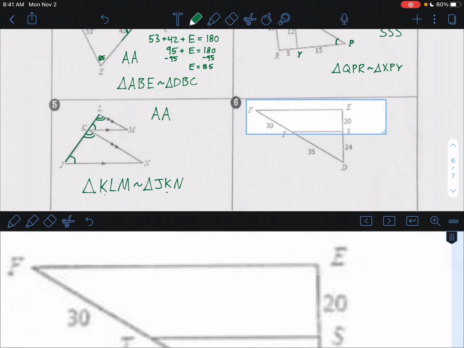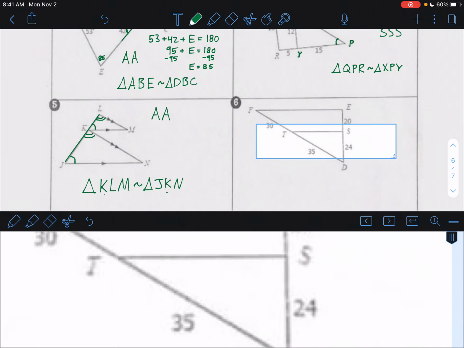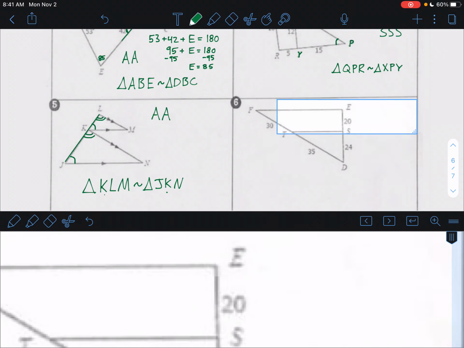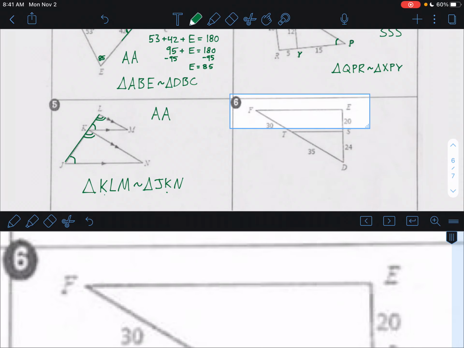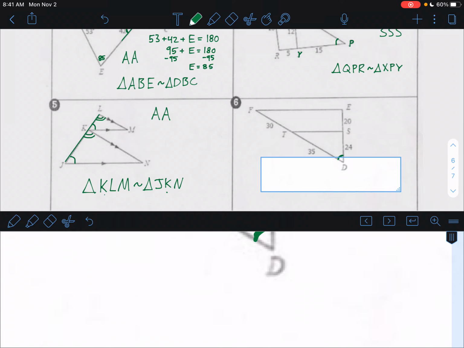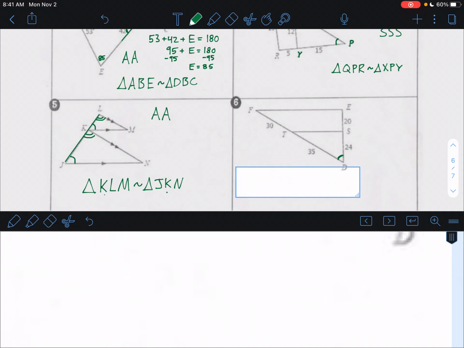And finally, the last one. So this one, I see two sides. I see this FD and I see this ED. I'm not given FE or TS, but I do know that this angle D has to be congruent to itself. Therefore, if these are similar, I'm going to be using SAS because I would have two sides and the angle between them.